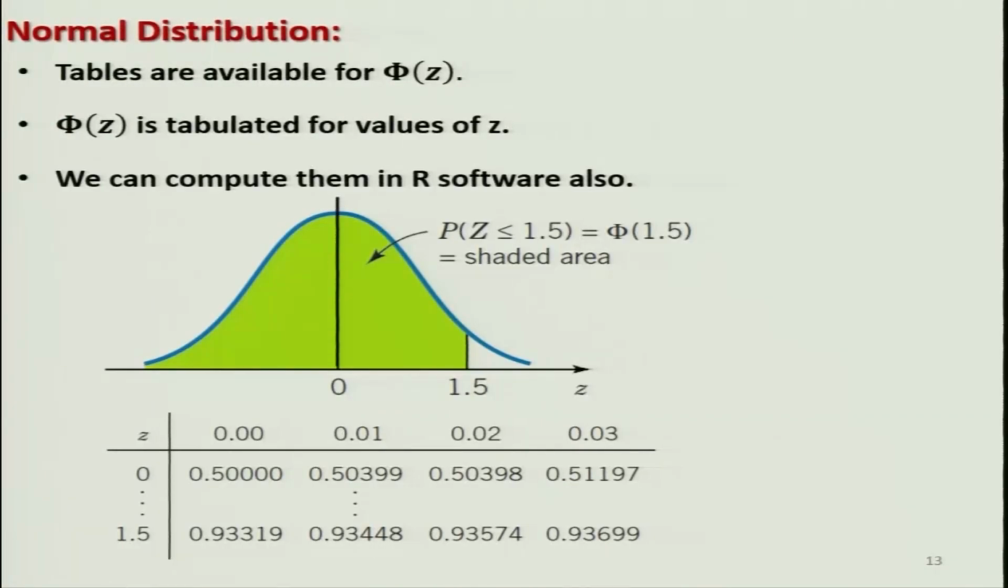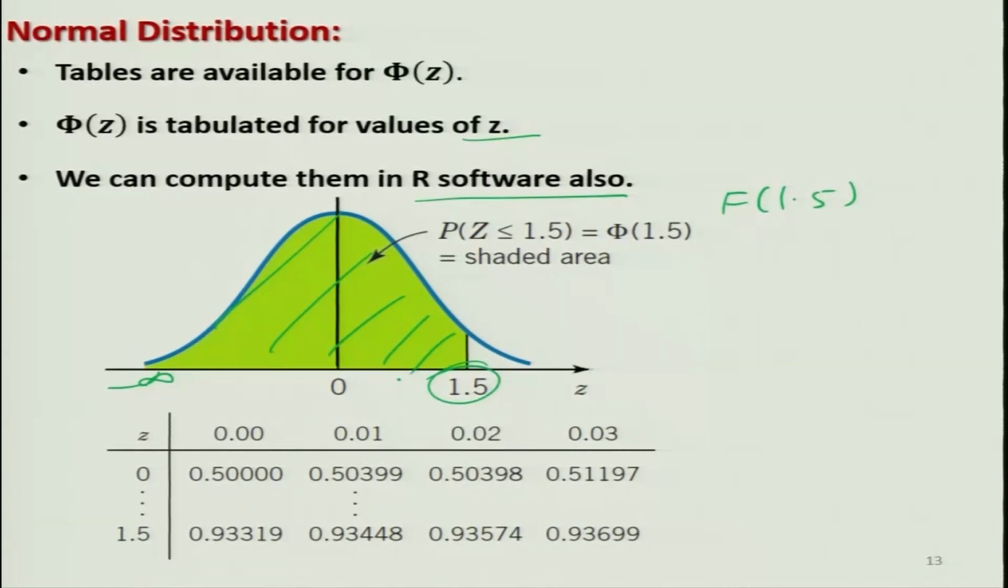Right. Now, the tables for computation of these CDFs are available, which tabulate the values of the CDF at various values of z, and we can also compute them directly in the R software, but I just want to give you a feeling of how these tables look. For example, if you want to compute F of 1.5, then it is this shaded area between minus infinity and 1.5, and this is the area that we need.